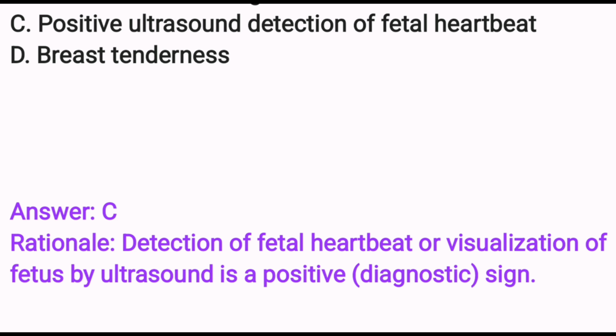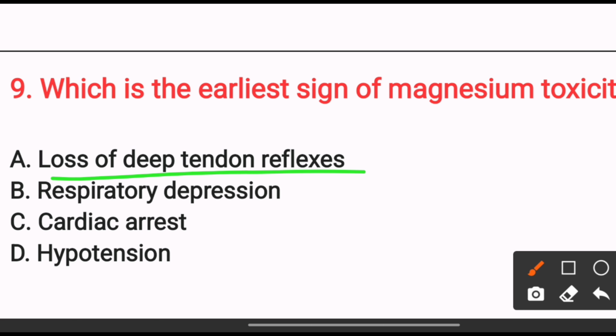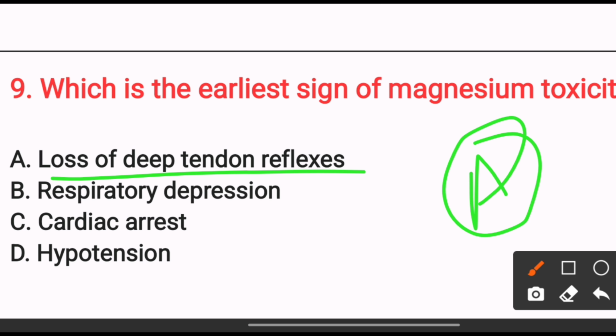Next, which is the earliest sign of magnesium toxicity? Option A loss of tendon reflexes, option B respiratory depression, option C cardiac arrest, option D hypotension. The answer is option A, loss of deep tendon reflexes, because deep tendon reflexes are lost first, followed by respiratory depression and cardiac arrest at higher toxicity levels. So the answer is option A.